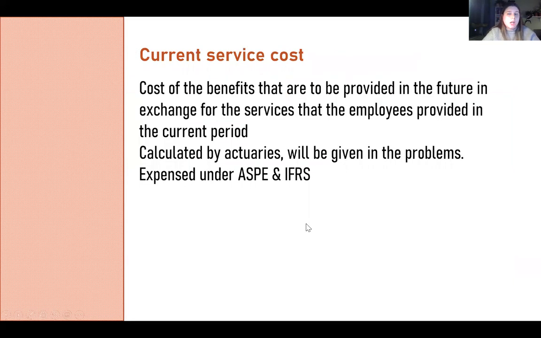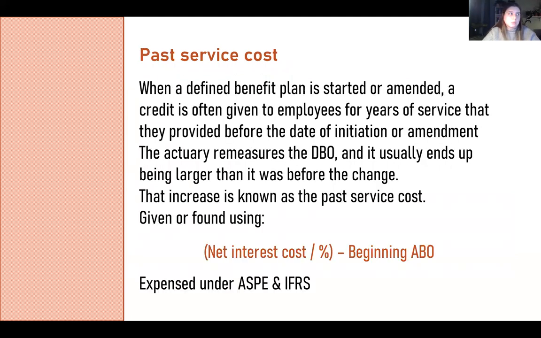So current service costs are the cost of the benefits that are to be provided in the future in exchange for the services that the employees provided in the current period. Just a broad definition. You're not going to be asked to say word for word what it is. So most of the time, well, all of the time, that's going to be given in the problems because it's calculated by actuaries, and it's an expense under ASPE and IFRS.